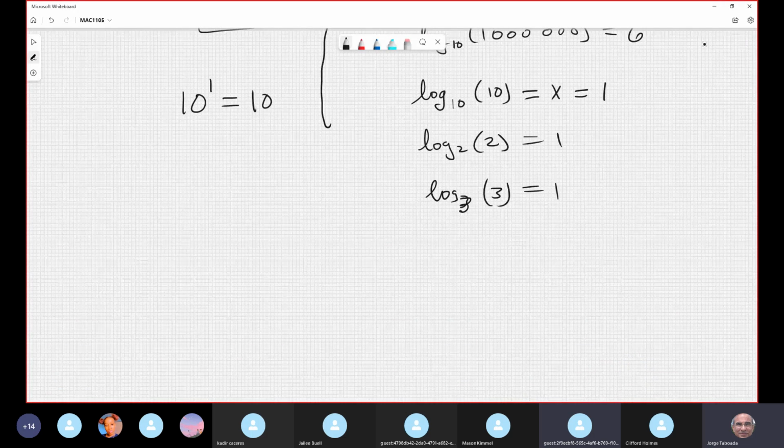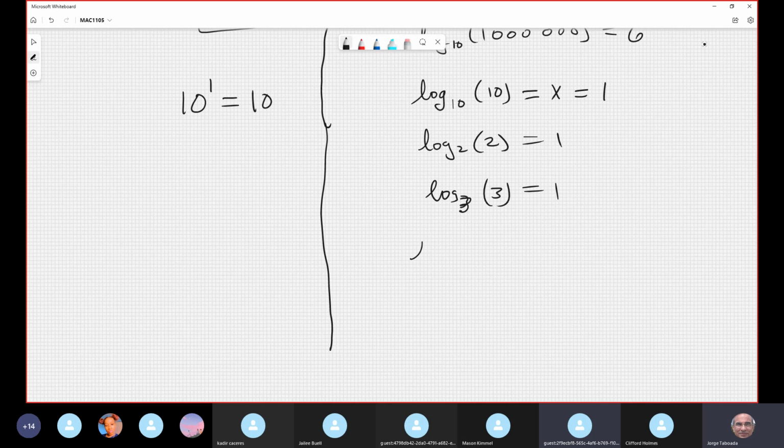But I have more. Suppose that we have logarithm, base 10 again, which is easy by hand, of 0.1. So a decimal, less than 1. What do you think? No idea? Nobody? I know it's a little bit tricky. Does nobody have an idea what the value is for logarithm base 10 of 0.1?